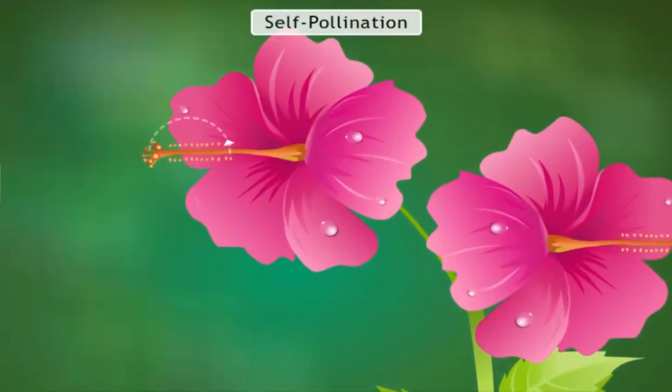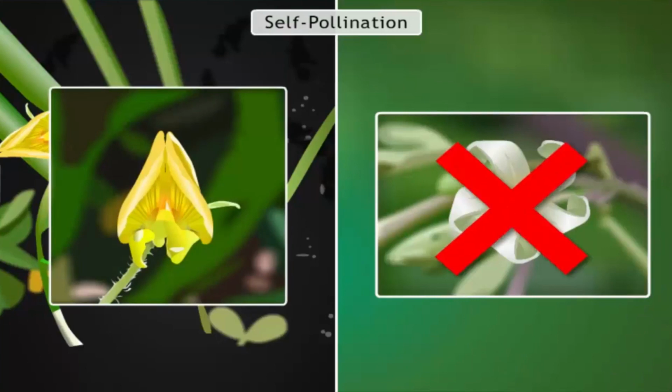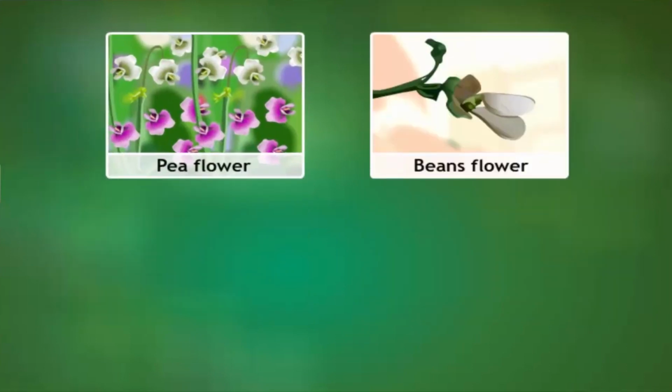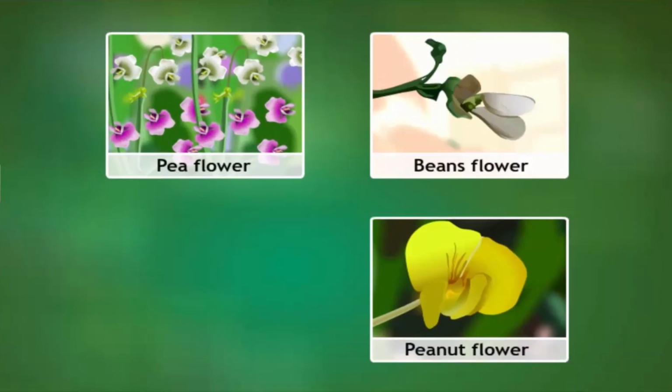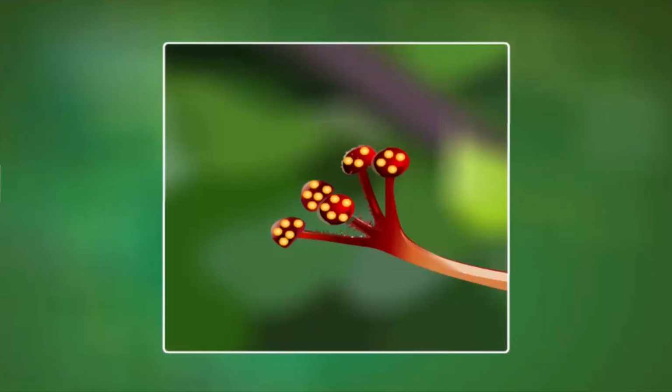If the pollen grains are transferred from the anther to the stigma of the same flower, it is termed as self-pollination. However, self-pollination does not occur in most plants. It occurs mostly in plants that belong to the beans family, also called legumes. A few examples of plants that self-pollinate are peas, beans, peanuts, and clovers. The pollen has now reached the stigma.